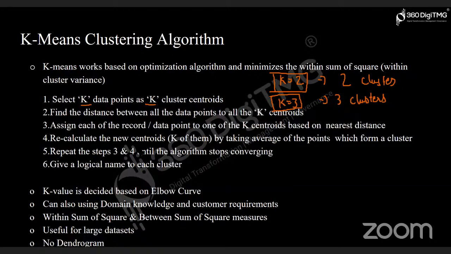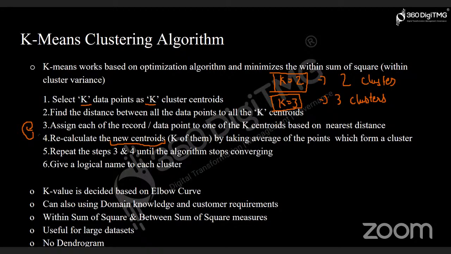And then you recalculate new centroids. After adding data points, you can calculate this centroid again. These centroid values are constantly getting updated. Based on how many data points you're adding to your cluster, these centroid points are constantly getting updated. And then you keep repeating these steps. Again, you enter a loop. You stay in this loop until the algorithm stops converging.